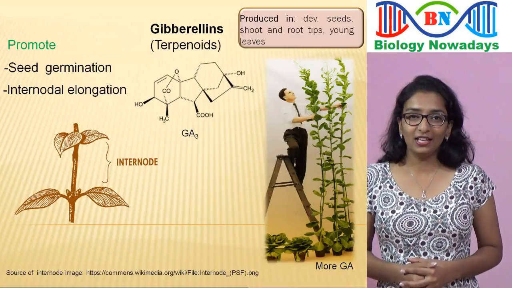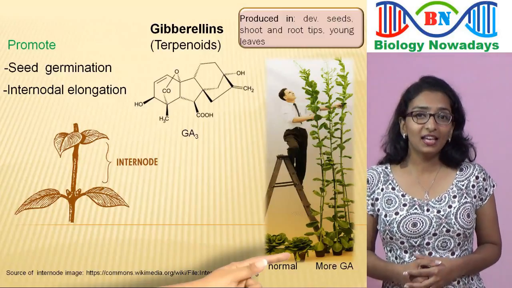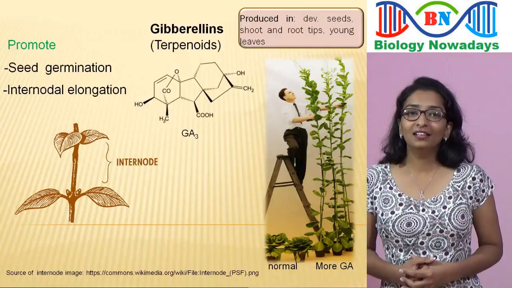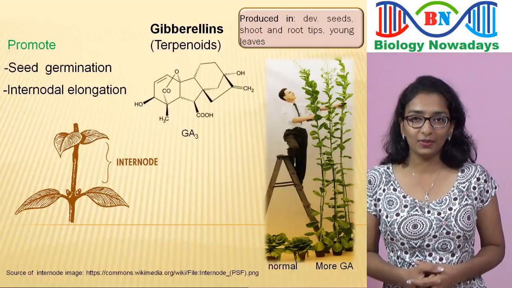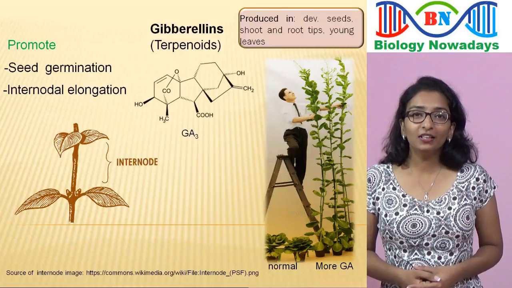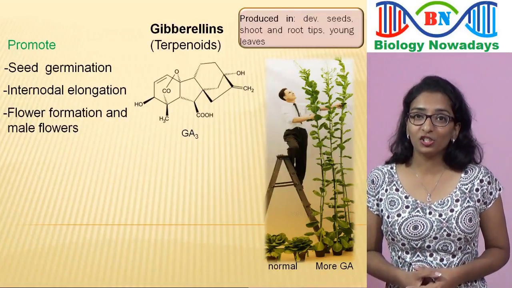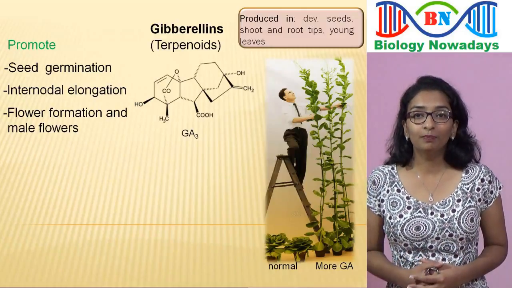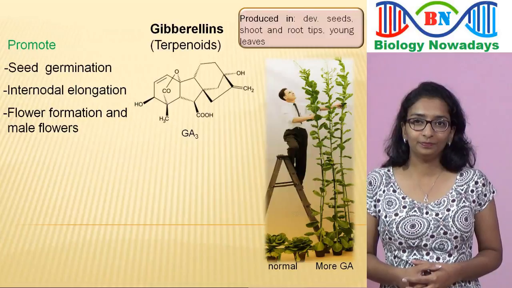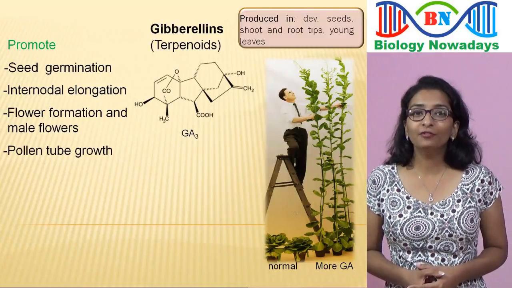These two cabbage plants are the normal ones. In the gibberellin treated cabbage plants, you can see the internodal elongation caused by gibberellins compared to the normal cabbage plants. Gibberellins promote flower formation and promote the production of male flowers in the place of female flowers in plants like cucurbits. They also promote pollen tube growth and fruit development.